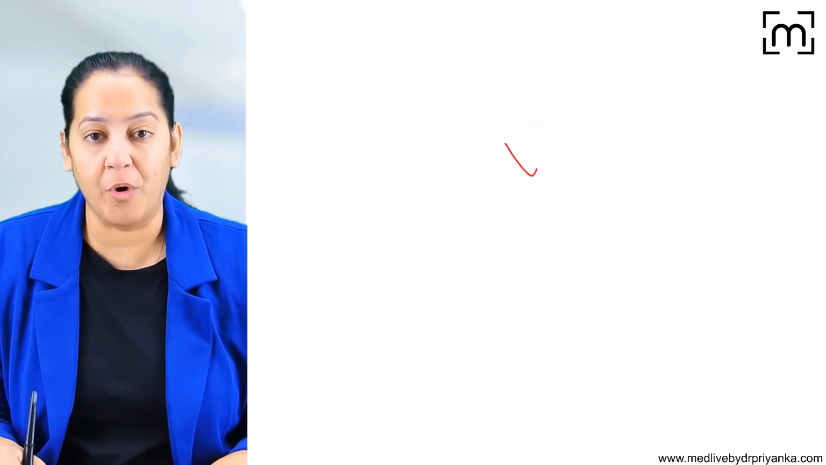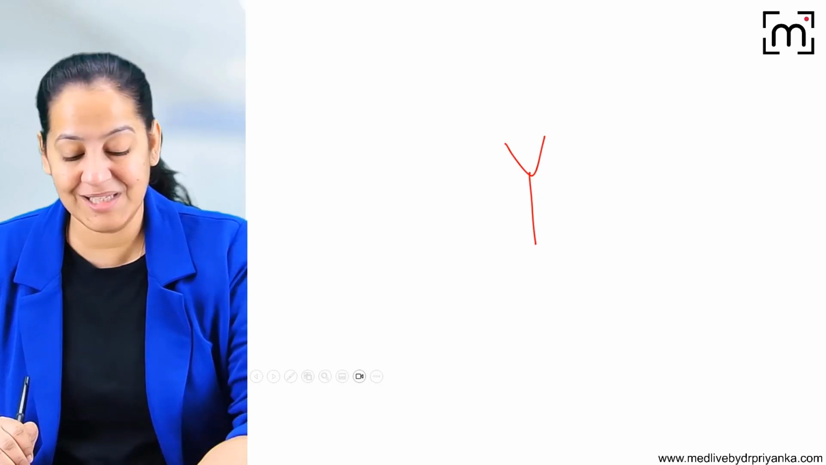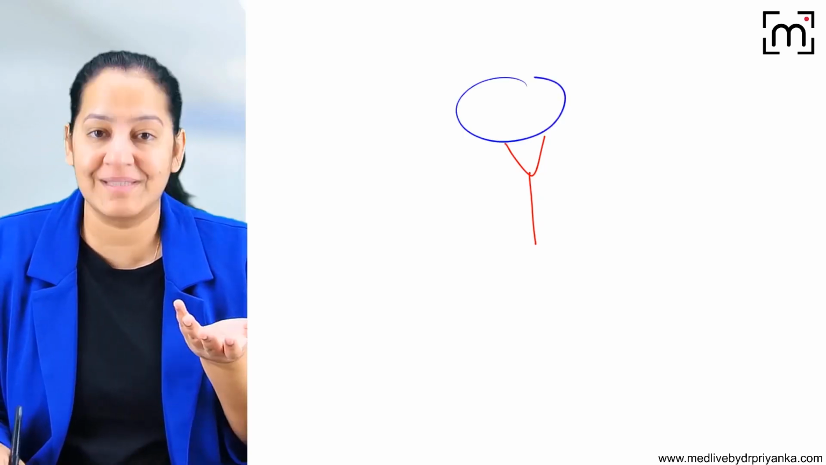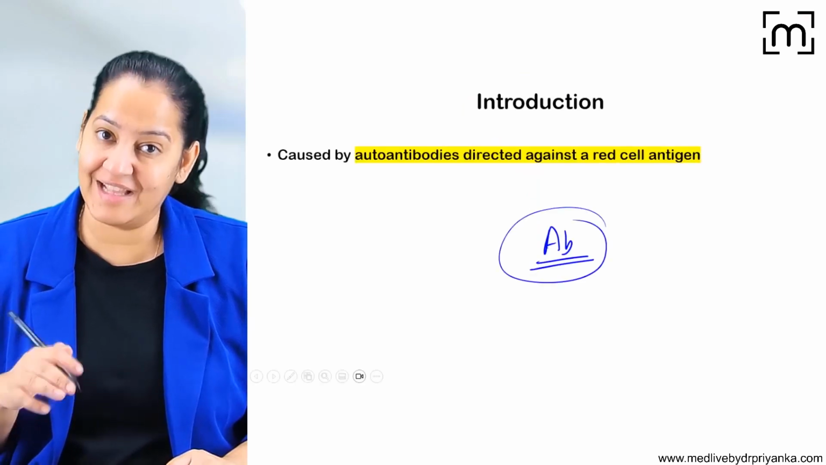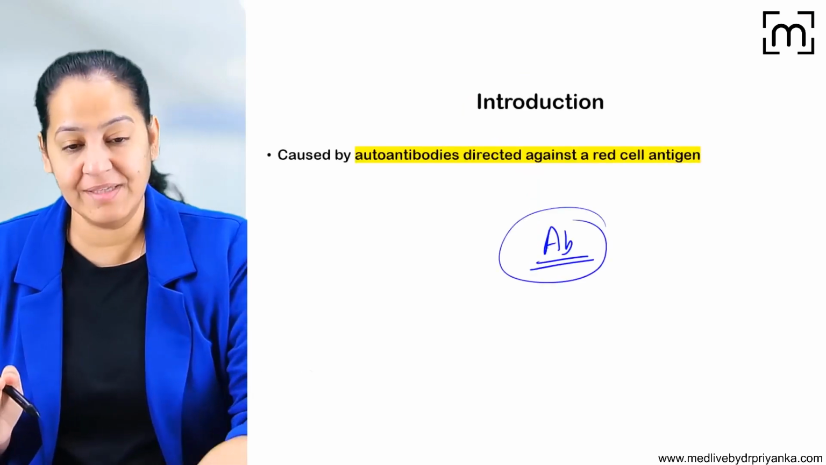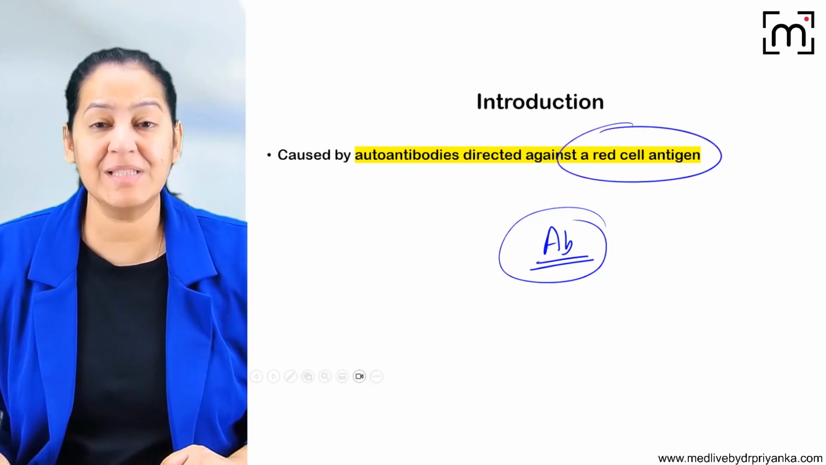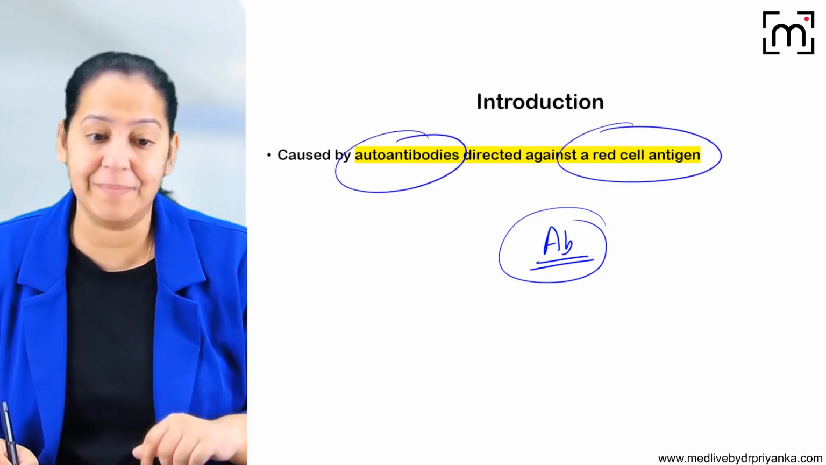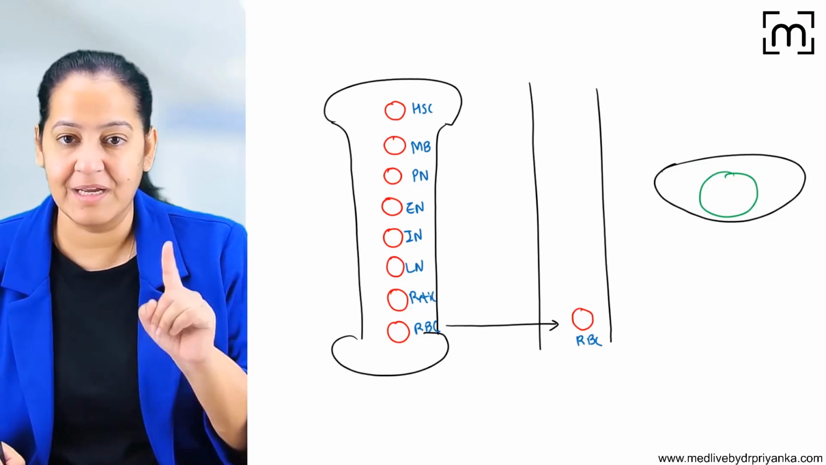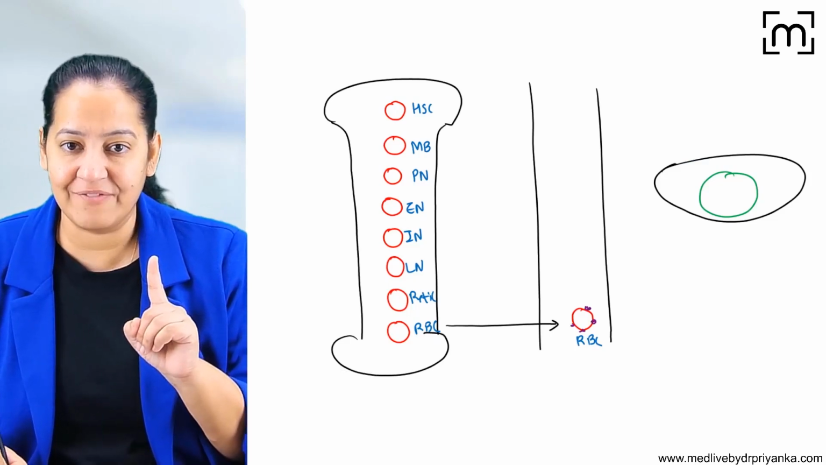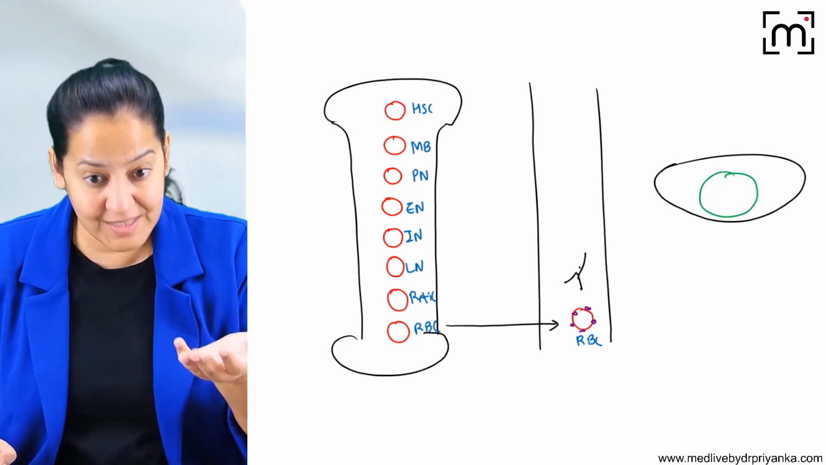But here the body is forming antibodies which are autoantibodies. The body is forming antibodies against the human's own cell. Ideally, the antibodies should attack the foreign cells, but here the antibodies are killing the body's own cell. That is autoantibody. Which cell? RBC. So the body is forming autoantibodies against the RBC antigen. You can see this is the RBC present in the blood. The RBC has an antigen on its surface, and the body is forming antibodies against that antigen. RBC is the body's own cell.